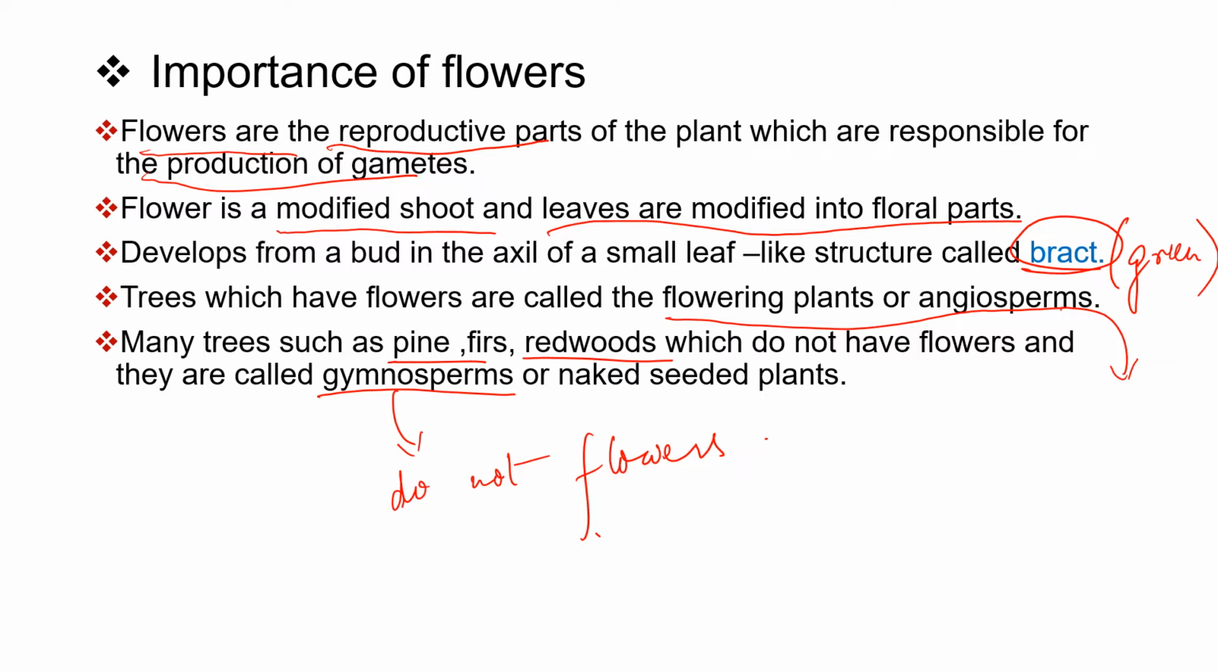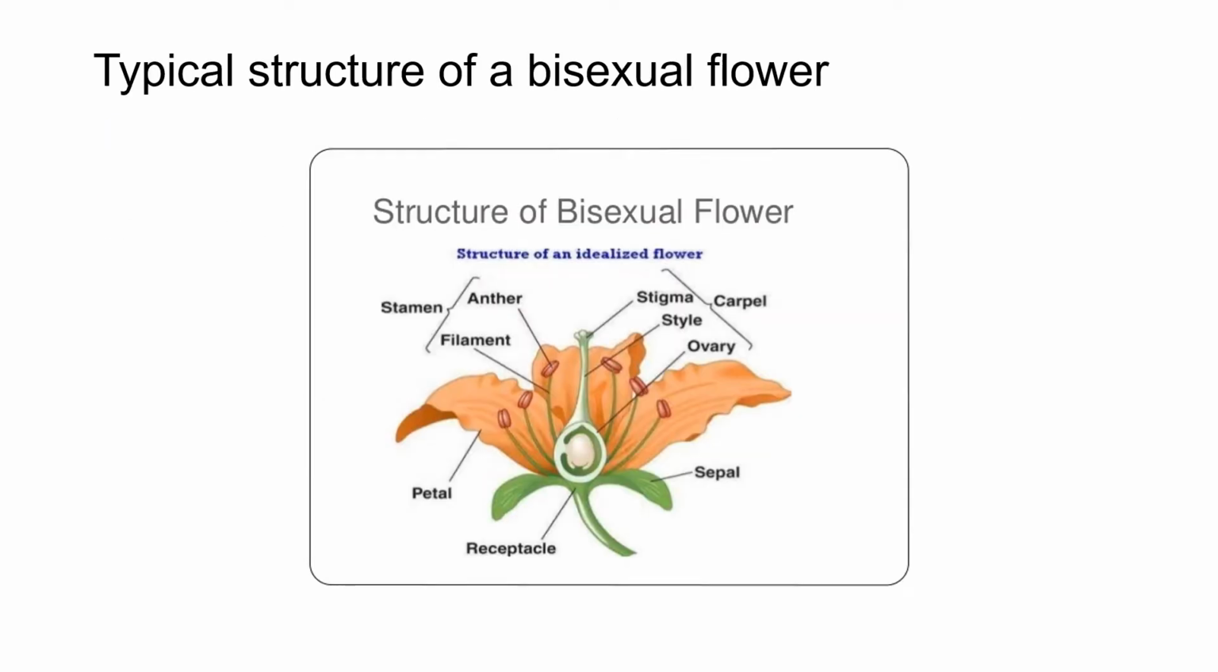Now we will move on to see the structure of a typical bisexual flower. So what does this bisexual flower mean? A bisexual flower is one which has both male and female parts. Now let us see the next slide. This is a typical structure of a bisexual flower.